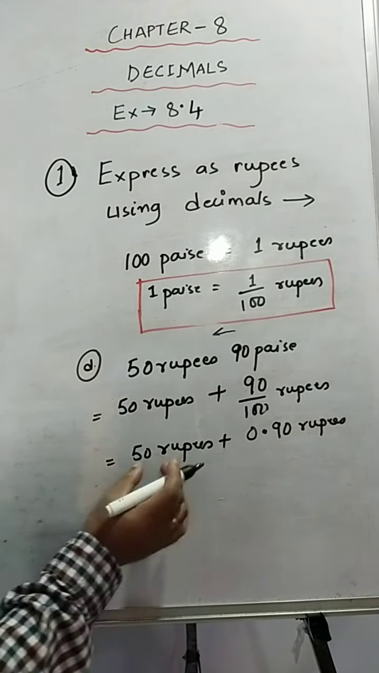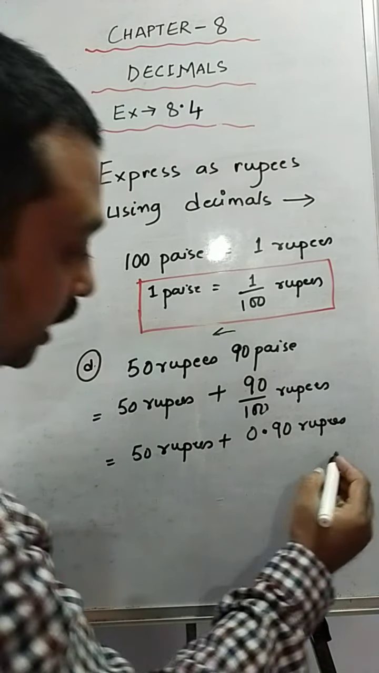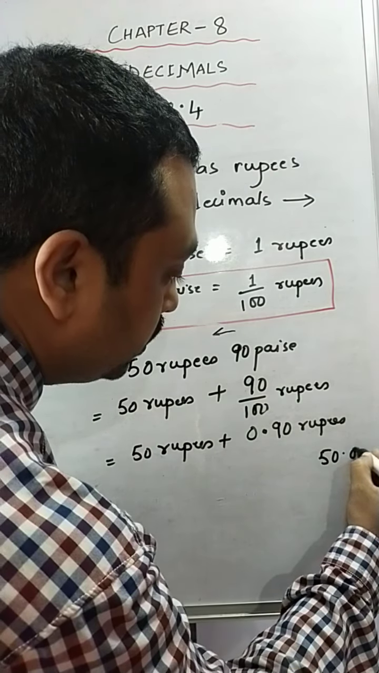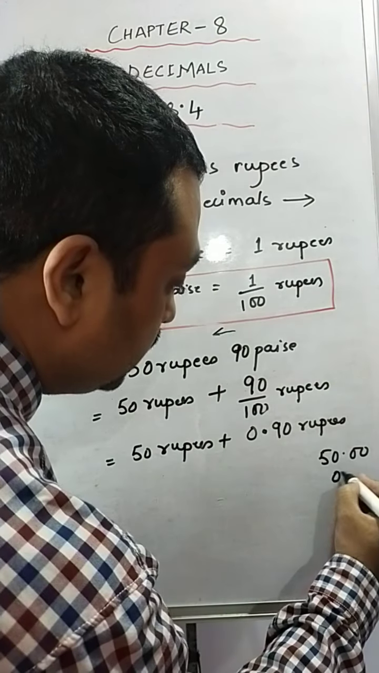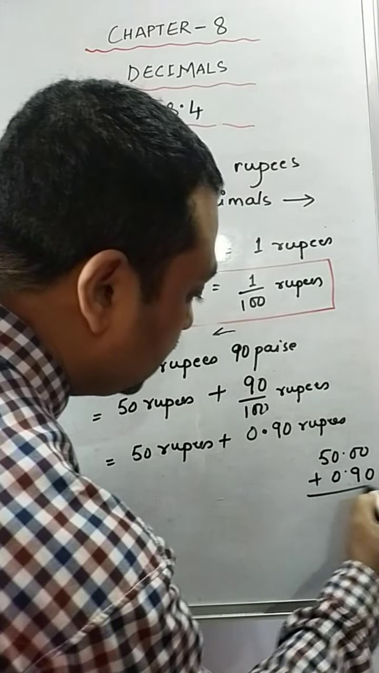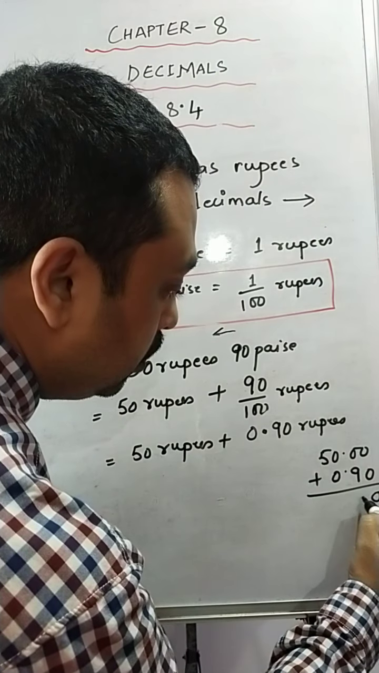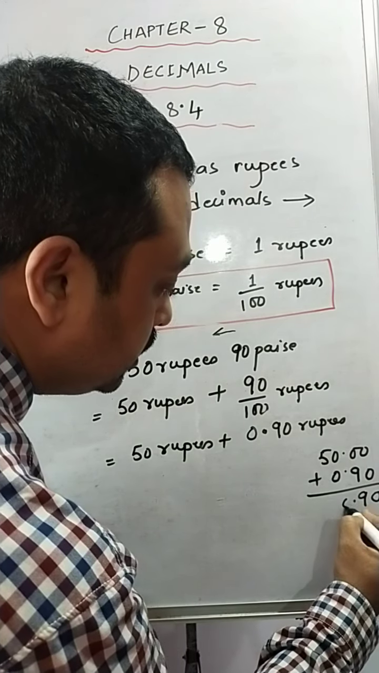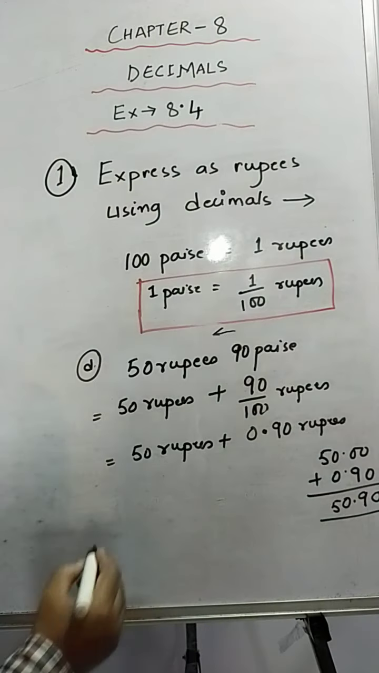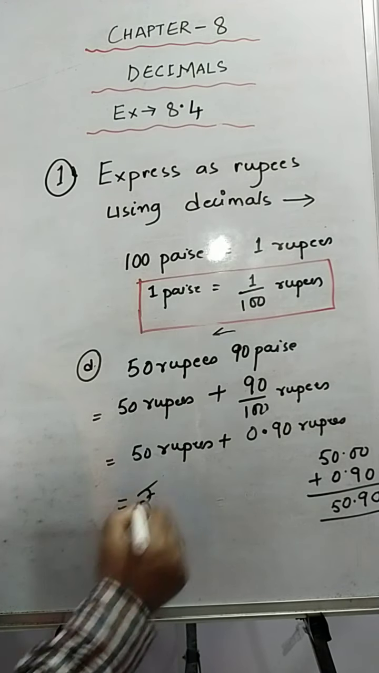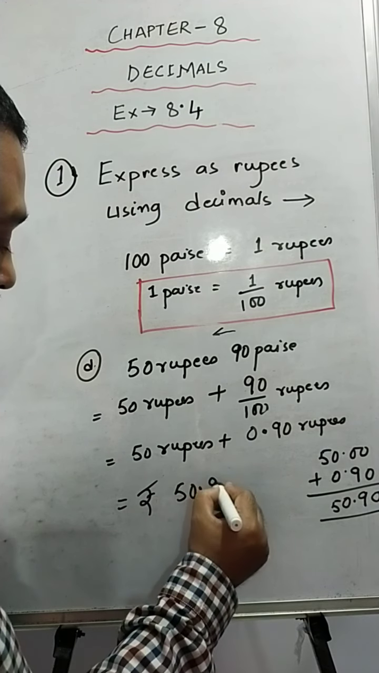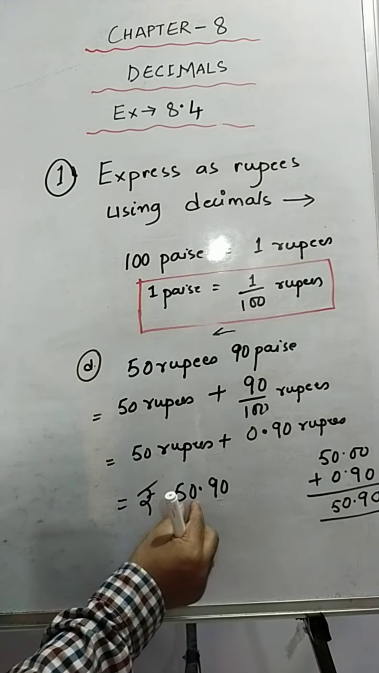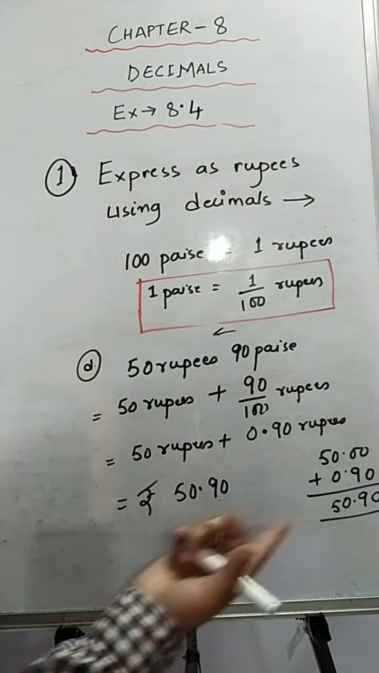Now add it. That is, you have to add 50 and 0.90. So 50 means 50.00, because it is a whole number. So 50.00 plus 0.90, add it, and you get 50.90. So your answer is, you can give the rupee sign also like this, 50.90. Or if you want to write 50.90 rupees, then also it is okay.